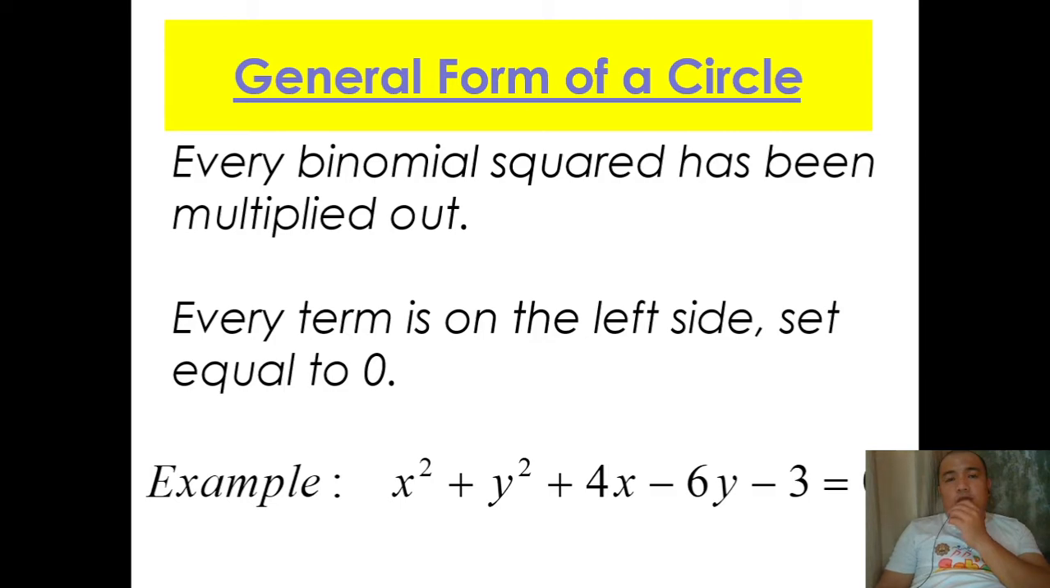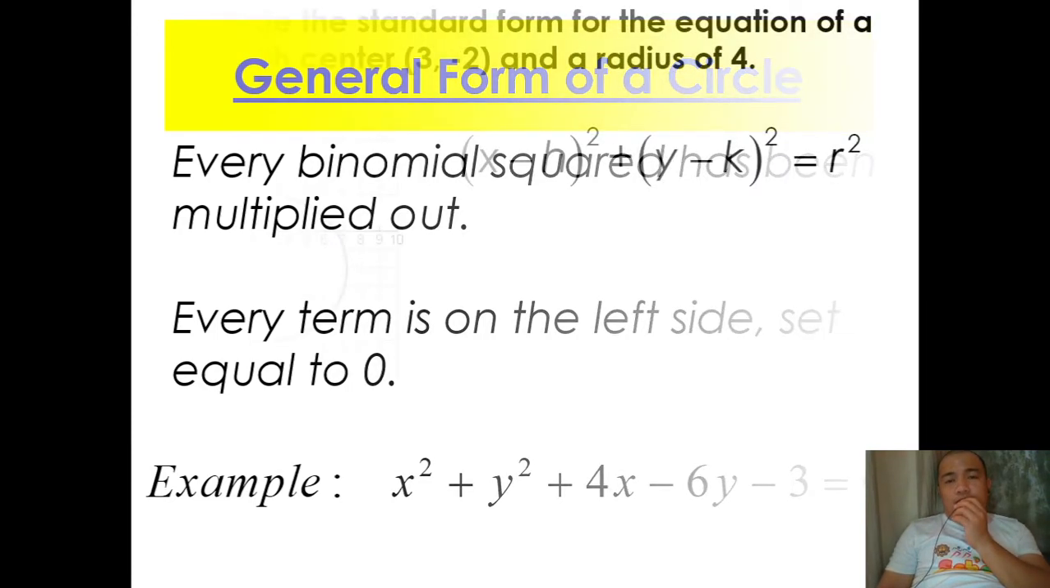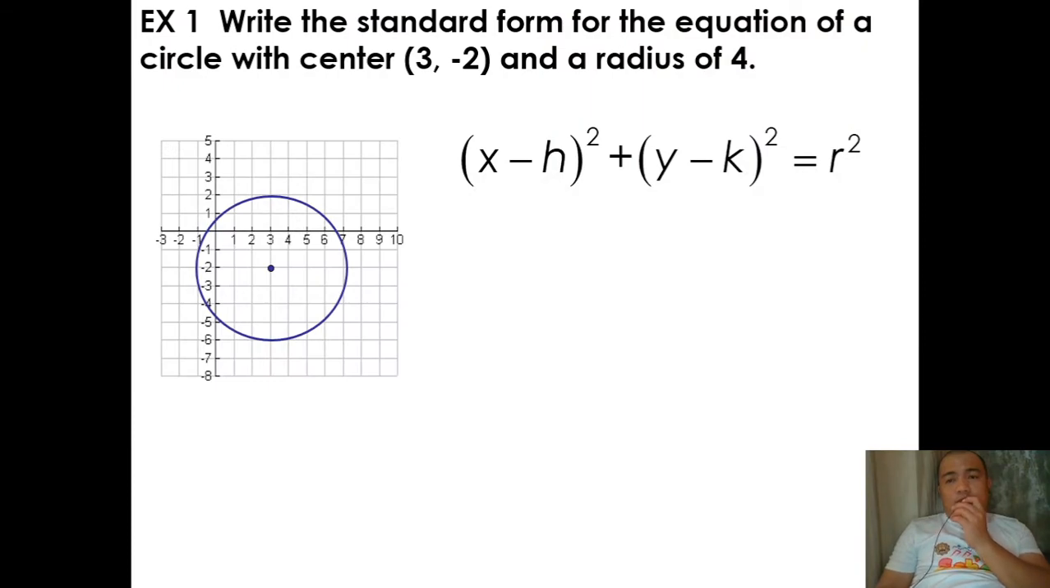And how about the general form of circle? Every binomial squared has been multiplied out. Every term is on the left side, set equal to 0. Example, x squared plus y squared plus 4x minus 6y minus 3 equals 0 is an example of the equation of circle in general form. This is like an advanced lesson. We're still on general form, but we'll have a little bit of an advanced lesson on it.